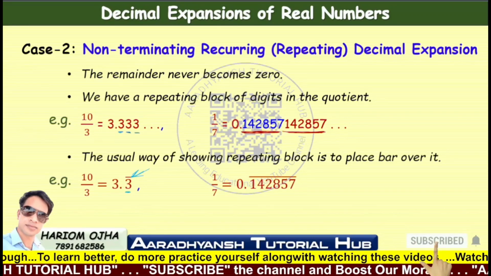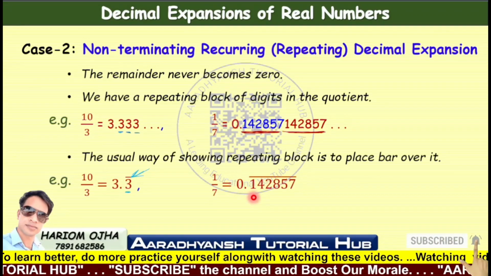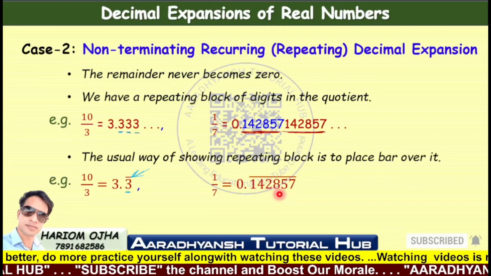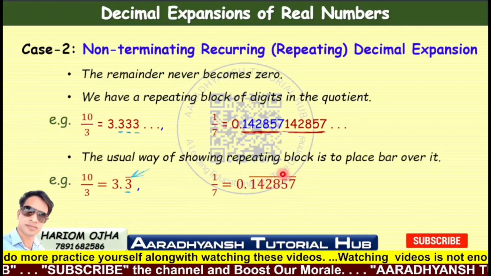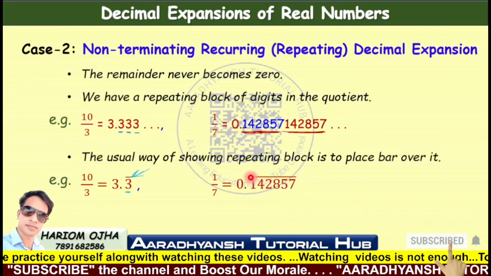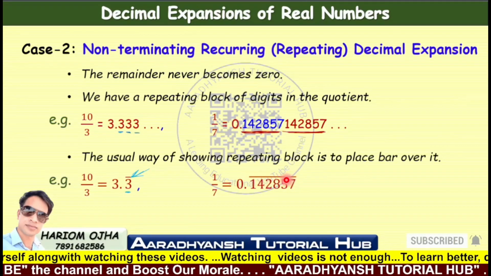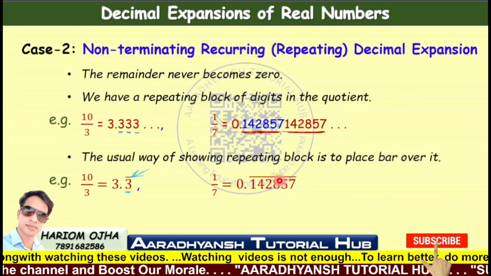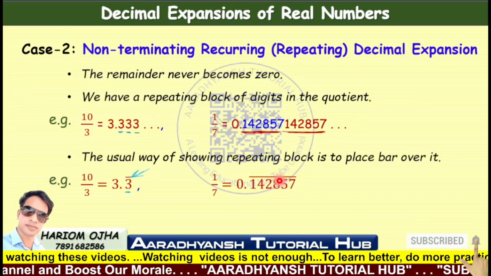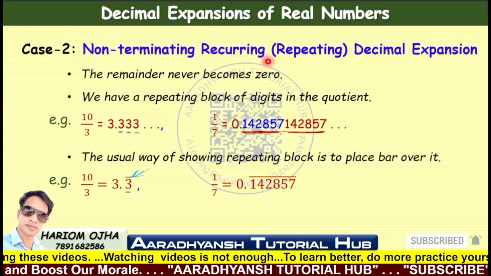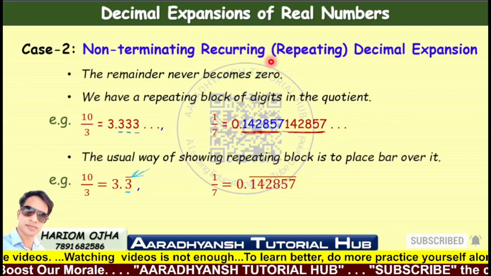In the second example, 1 over 7, here the repeating block is 142857. So we place a bar over this repeating block. Okay. So this is a method to represent NTR decimal expansion. NTR means non-terminating recurring.